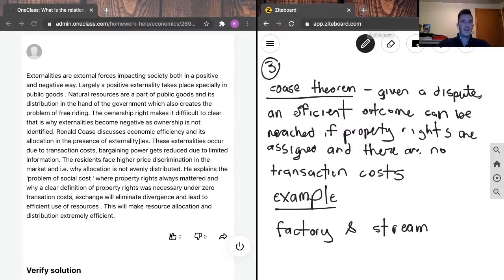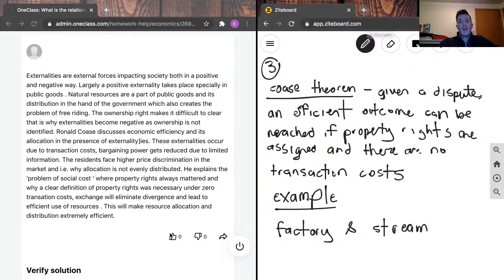To be more specific, you can have a positive externality which impacts it positively and a negative externality which impacts it negatively. Largely, positive externalities take place especially in public goods. So natural resources are a part of public goods and its distribution is in the hands of the government, which also creates the problem of free riding. Free rider problem is when somebody enjoys the benefit of something without having to pay for it.